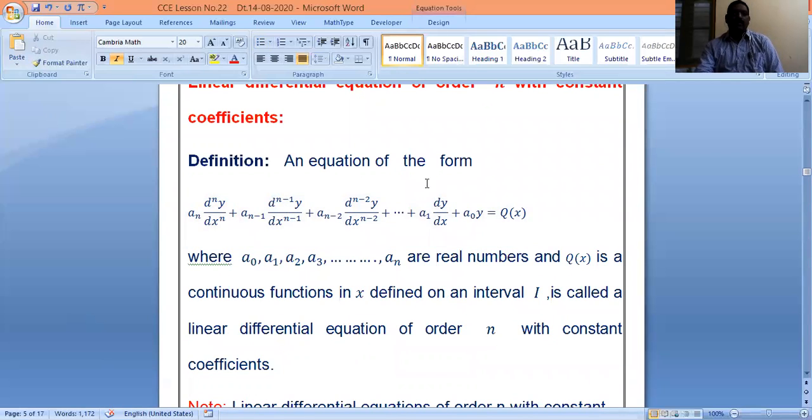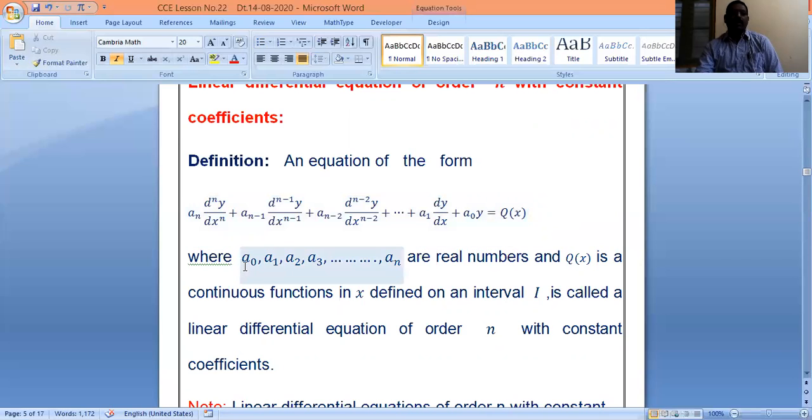An equation of the form a_n d^n y/dx^n + a_(n-1) d^(n-1) y/dx^(n-1) + a_(n-2) d^(n-2) y/dx^(n-2) + and so on up to a_1 dy/dx + a_0 y = q(x).